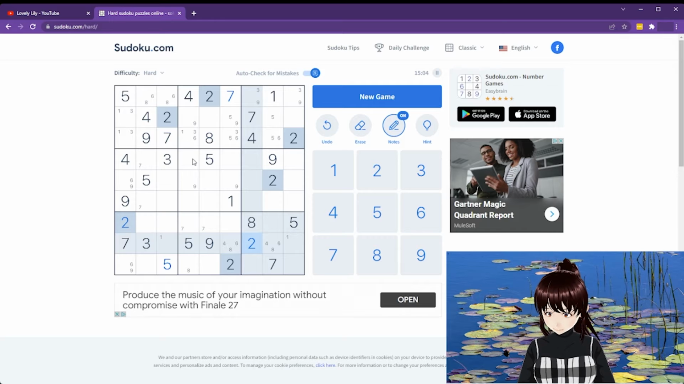Oh, there we go. Right here. Because this is a 2, and this is a 2, and that's a 2. Then one of these two must be a 2.